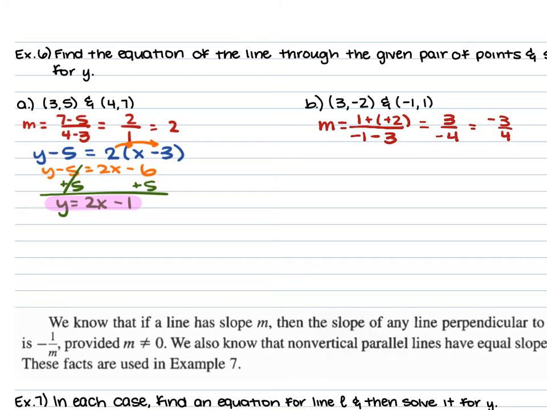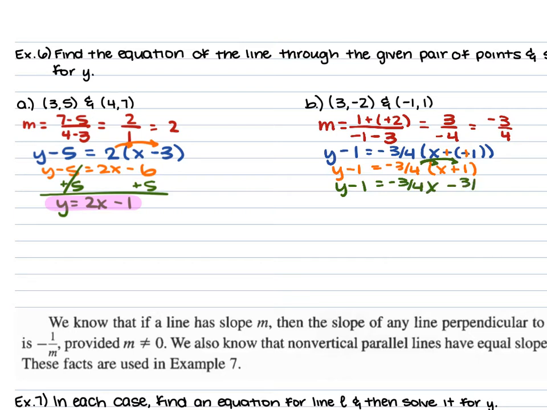Plugging this into our point slope form, I'm going to use the negative 1, 1. So I'm going to have y minus 1 is equal to negative 3/4 times x minus negative 1. Those two negatives turn into positives. So I'm going to have y minus 1 is equal to negative 3/4 times x plus 1. I distribute the negative 3/4. So I have y minus 1 is equal to negative 3/4 x minus 3/4.